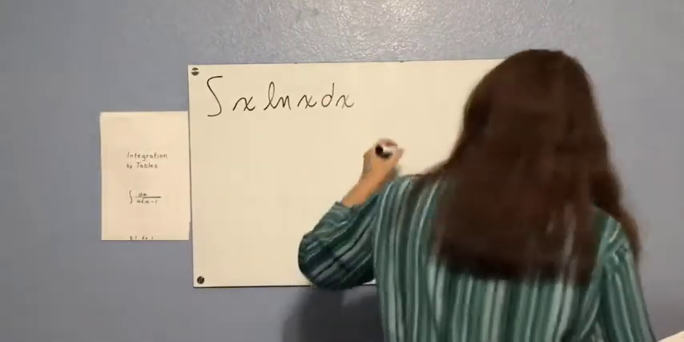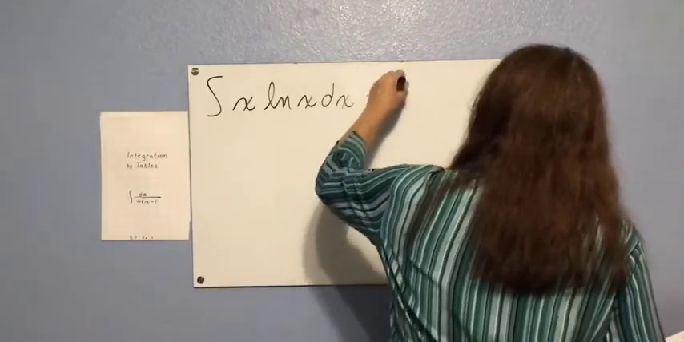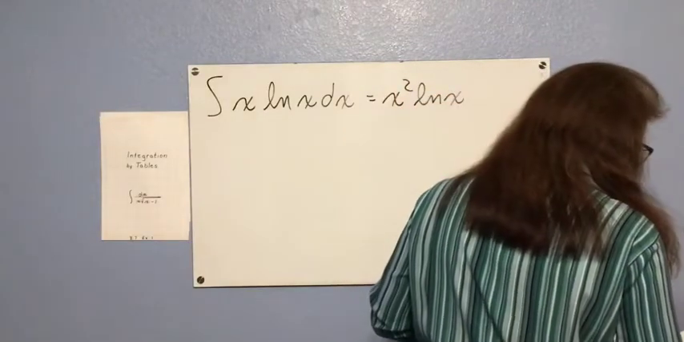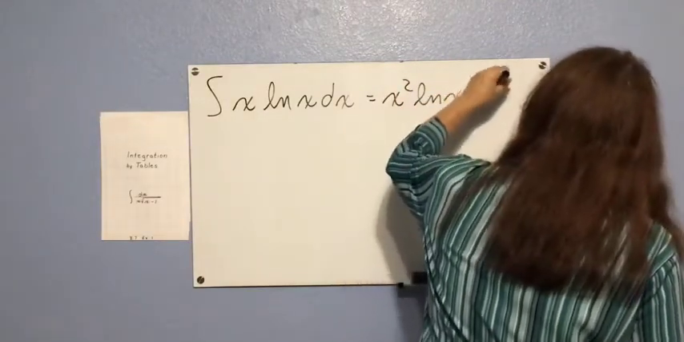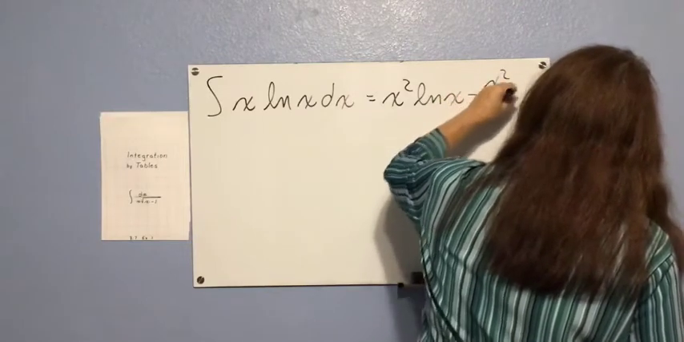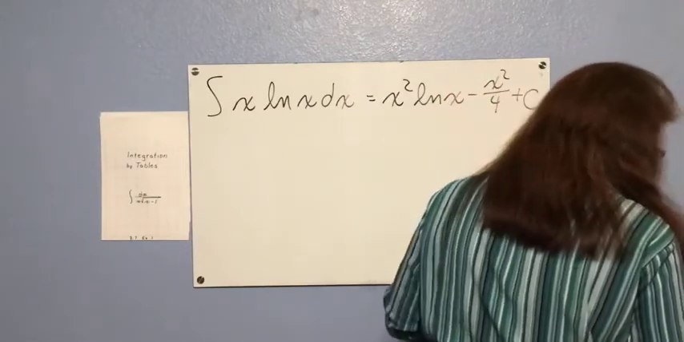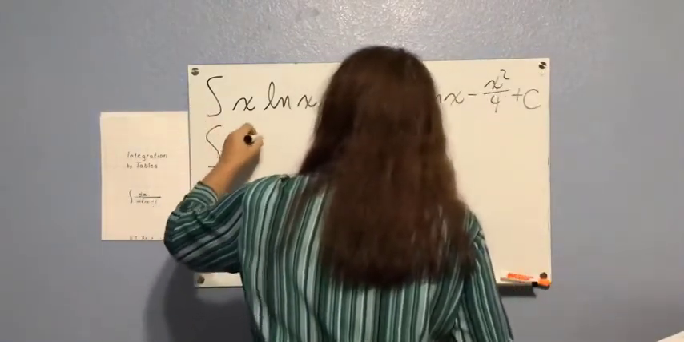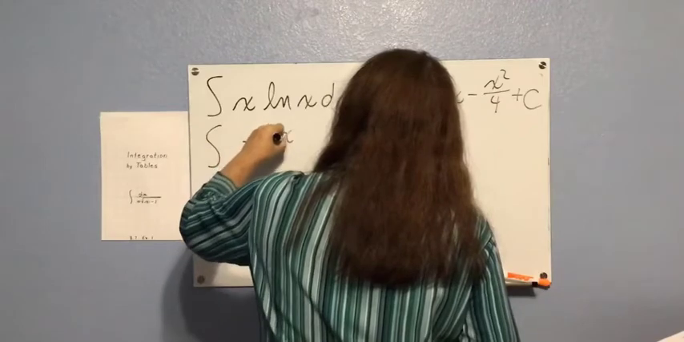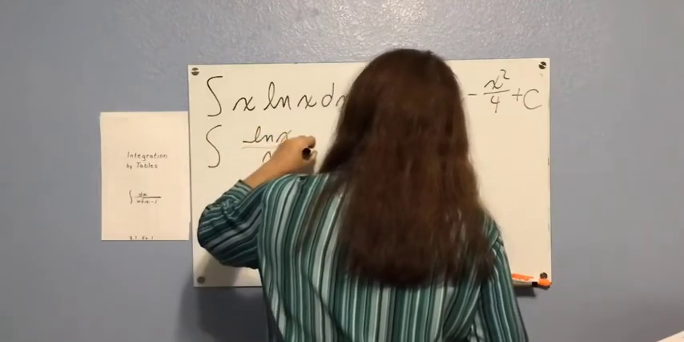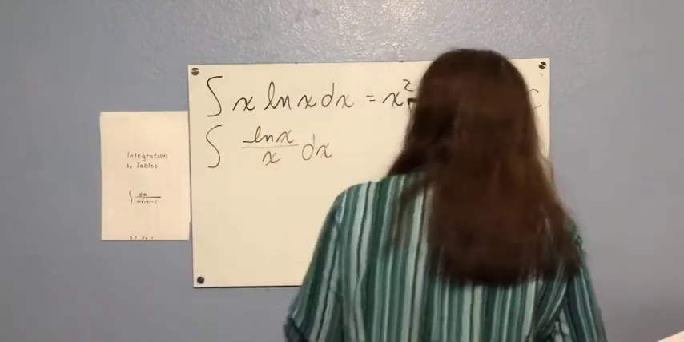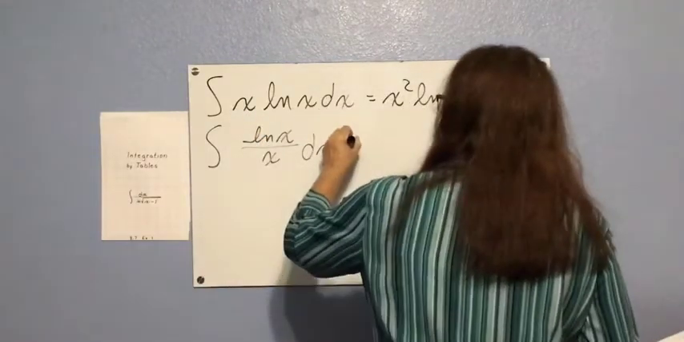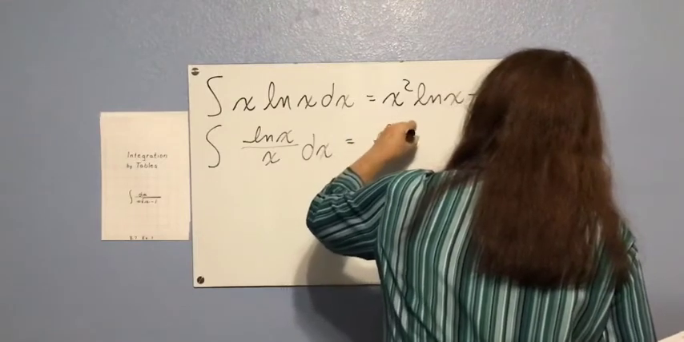Okay, this integral is x squared times natural log of x minus x squared over 4 plus c. So now if the x is the denominator of a fraction, instead of being part of a product, then I get this.